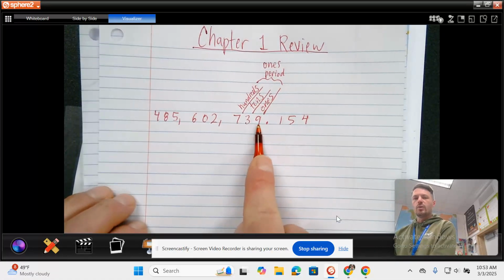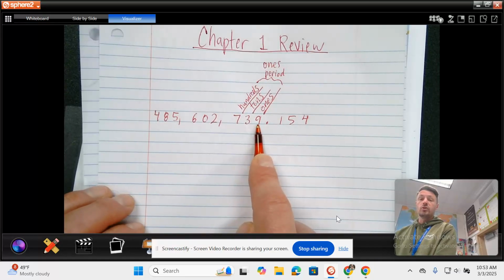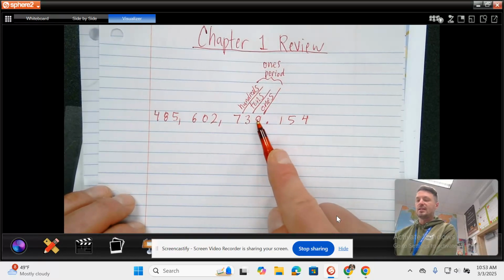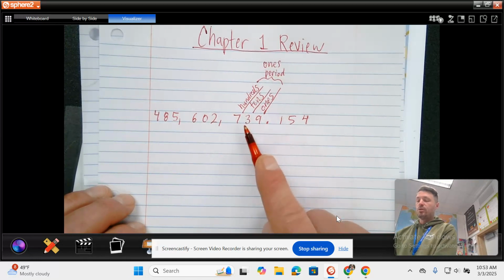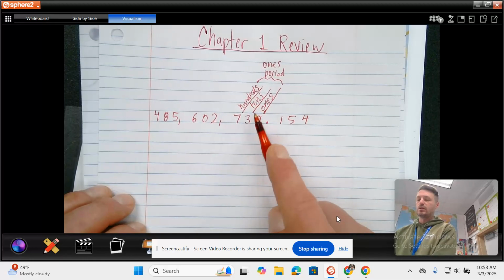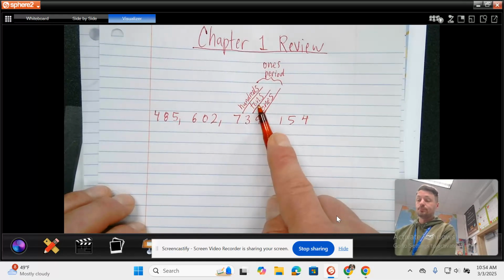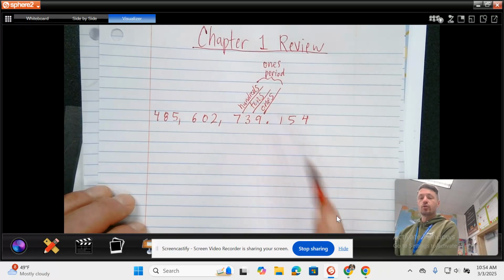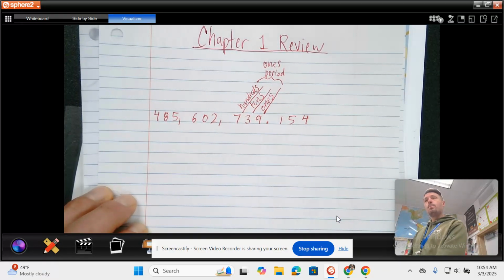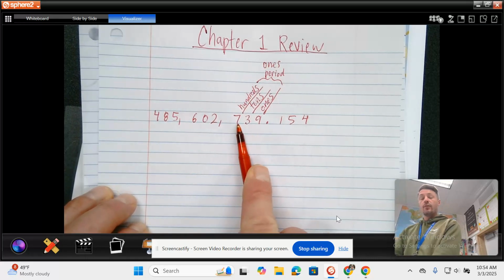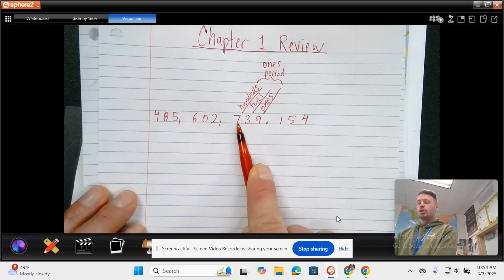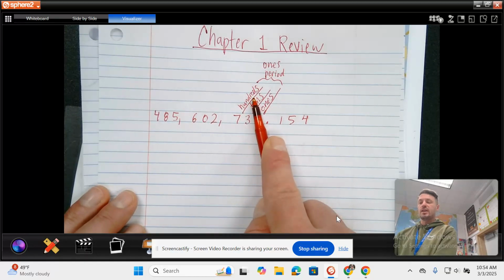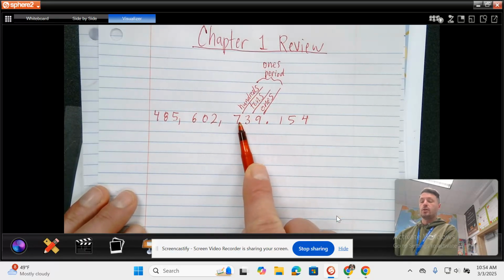So this 9 in the ones place shows the digit 9. Since it's in the ones place, it's 9 ones, so it's just 9. But this 3 in the tens place doesn't just mean 3. It's a 3 in the tens place, so it means 3 tens. And this 7 in the hundreds place means 7 hundreds. So the digit is 7, the place value position it's in is the hundreds place, and its value is 700.